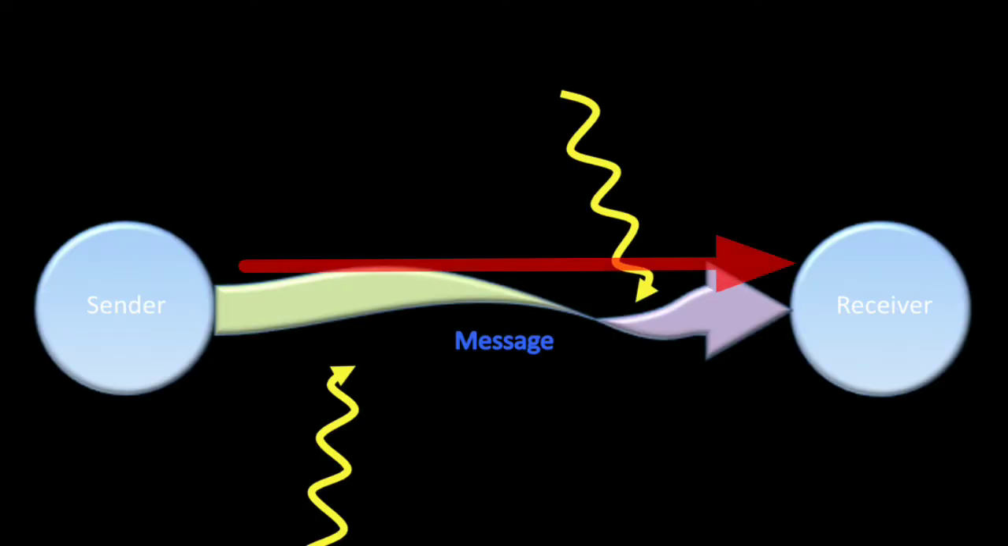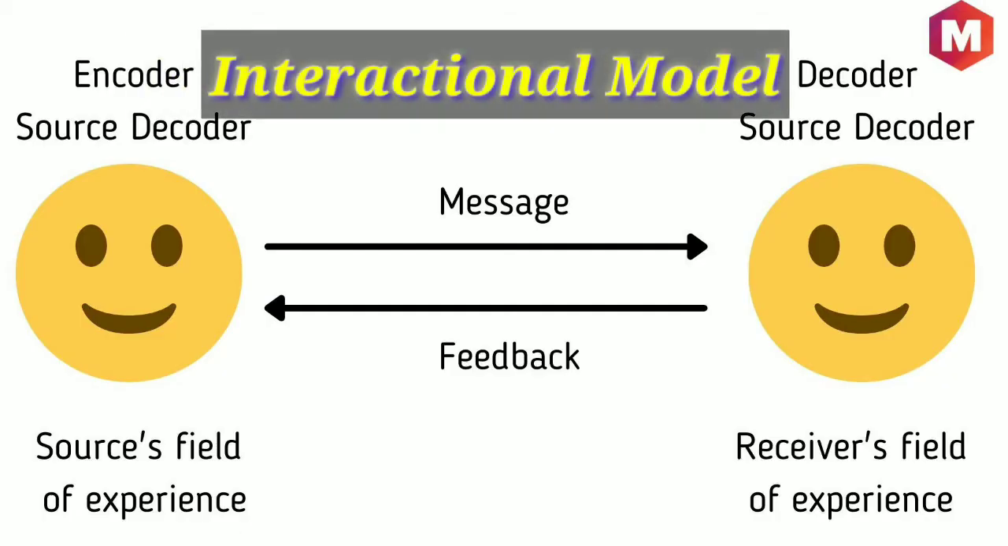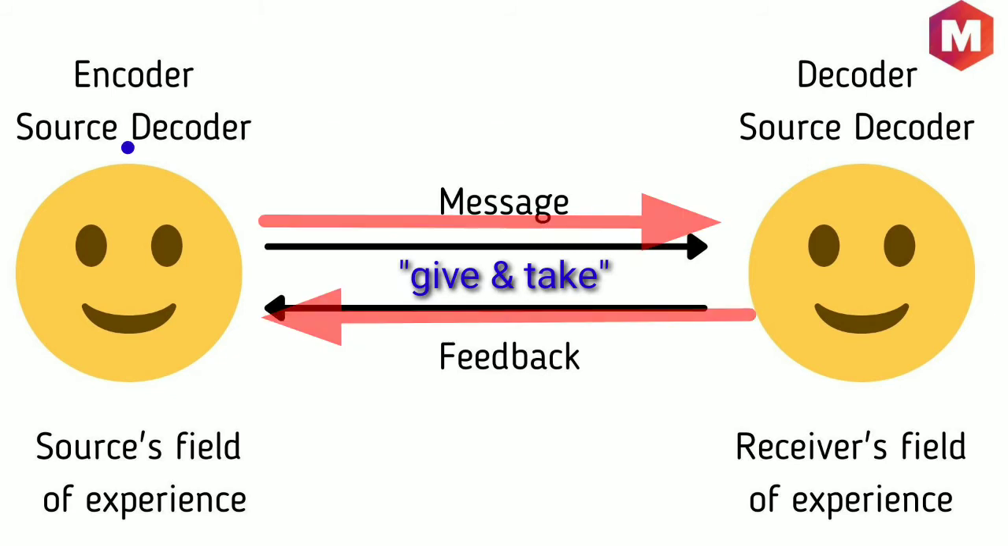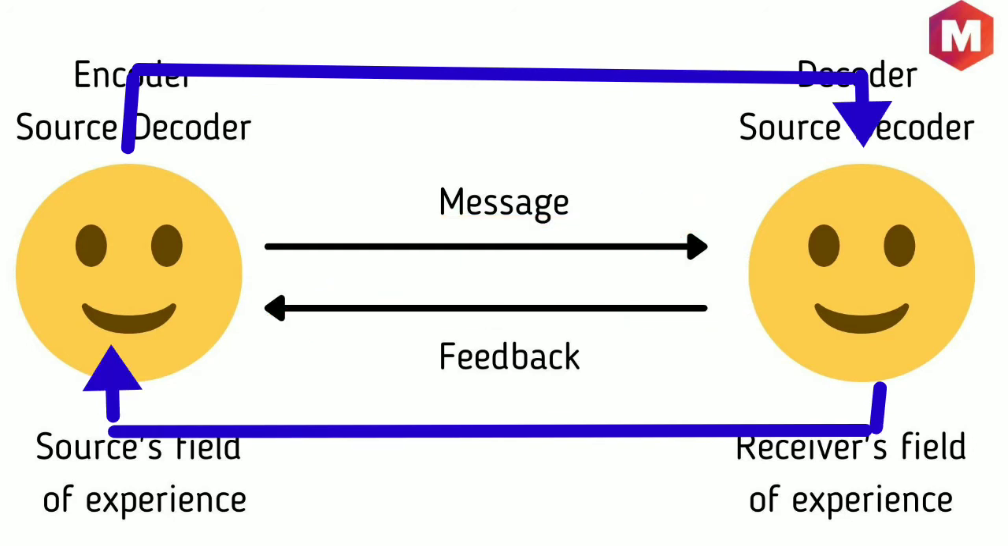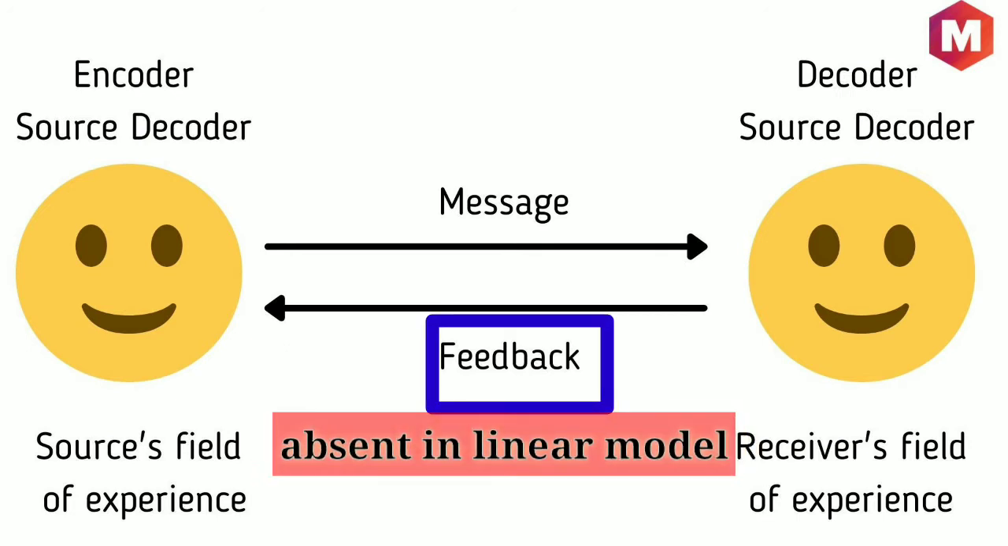Unlike the one-way straight line type of communication in the linear communication model, the interactive model of communication or the interactional model of communication, also known as the convergence model, is all about give and take. It relies on an exchange of communication from the sender to the receiver and from the receiver to the sender and back again. The interactive model allows for feedback, something that's absent in the linear model.